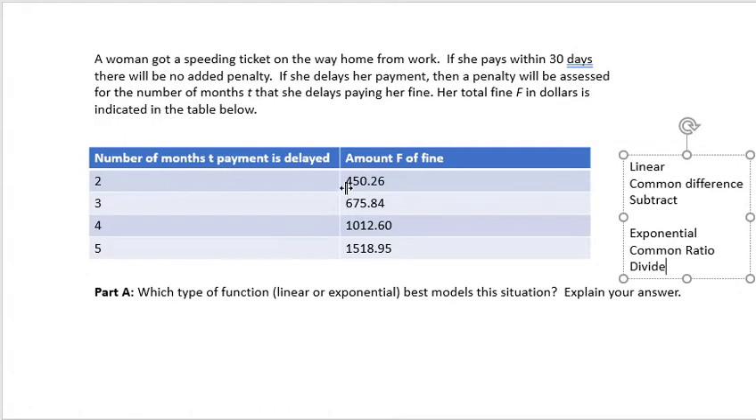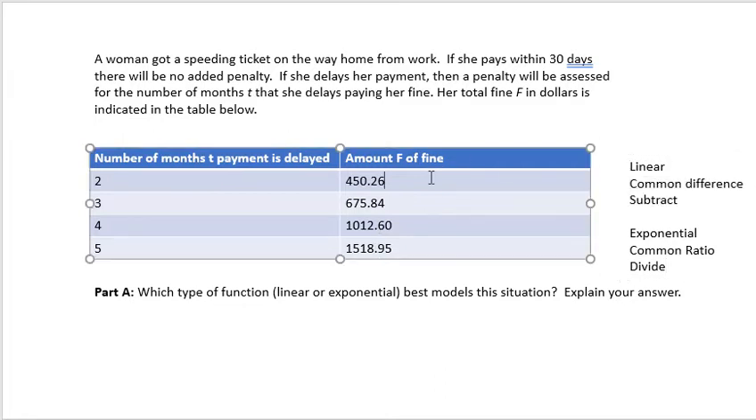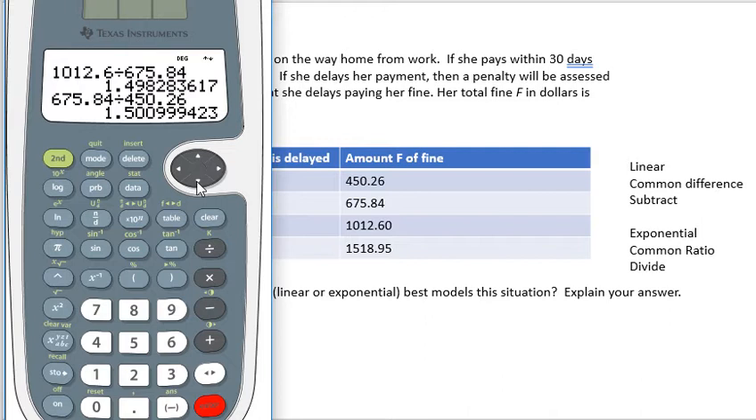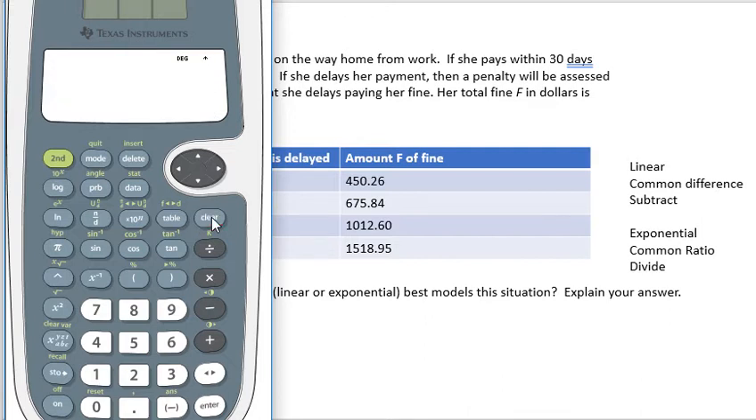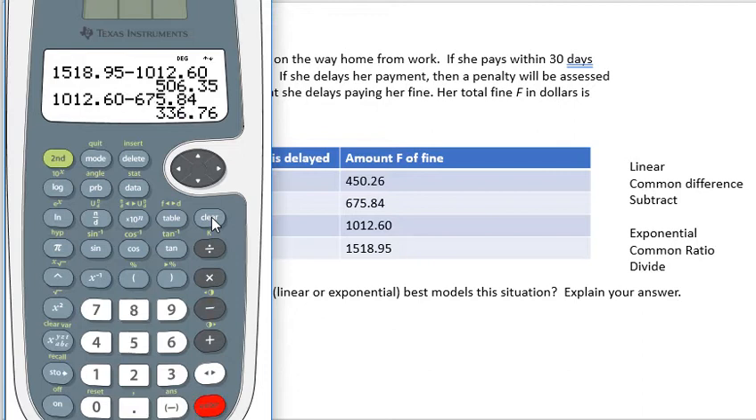So just by looking at these numbers, these are about 200 apart, but then these are 400 apart and these are 500 apart. I see that the common difference is not the same throughout my function just by looking at the numbers quick. If you're someone who needs that validation, you could test it out. So if you pull up your calculator and go to that last term, 1518.95, and I subtract 1012.60, I get 506.35. Well, if I do it again with my next 2 points, I get 336.76. So we can see right there that they're quite a bit different. So it's not going to be a linear function.